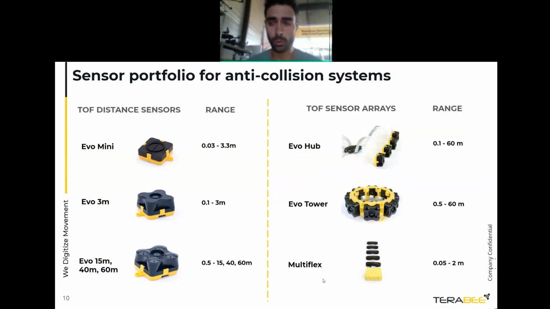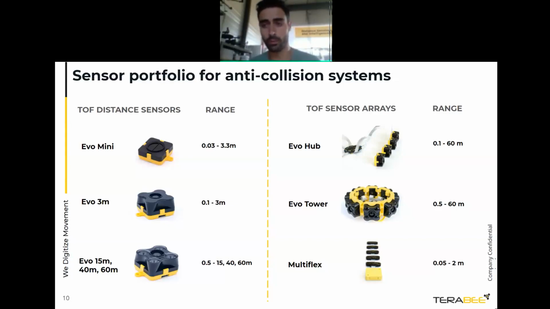In this slide, we show you the product portfolio that we recommend for collision avoidance. On the left side, we see the single pixel sensors, where we can quickly see the maximum and the minimum range we can get. We can go from 3 centimeters up to 60 meters, and depending on your application, you can have a distance of 3 meters, 15, 40, or 60.